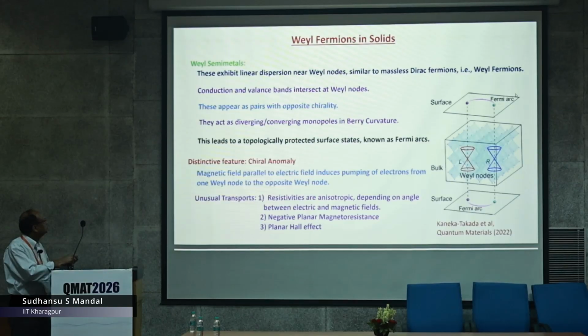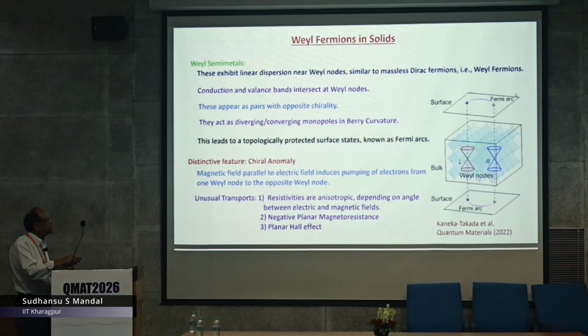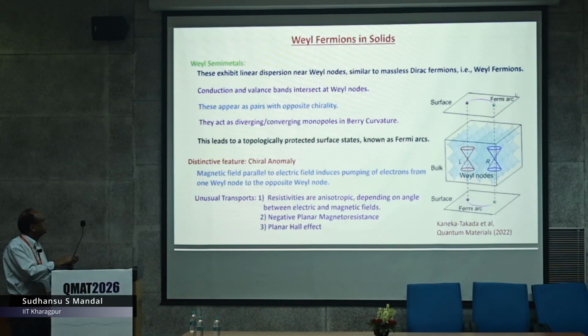And these act as diverging and converging monopoles in Berry curvature. Berry curvature is something like a magnetic field in momentum space. This leads to topologically protected surface states, known as Fermi arcs. So there are surface states also, called Fermi arcs. So this is a topological material.